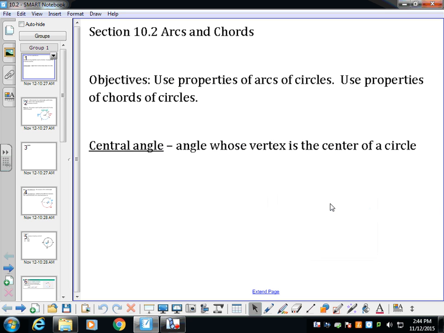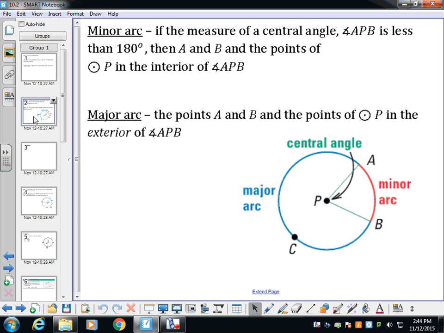This is an overview of section 10.2, arcs and chords. First definition, central angle: an angle whose vertex is the center of a circle, which is right here. This is my central angle.